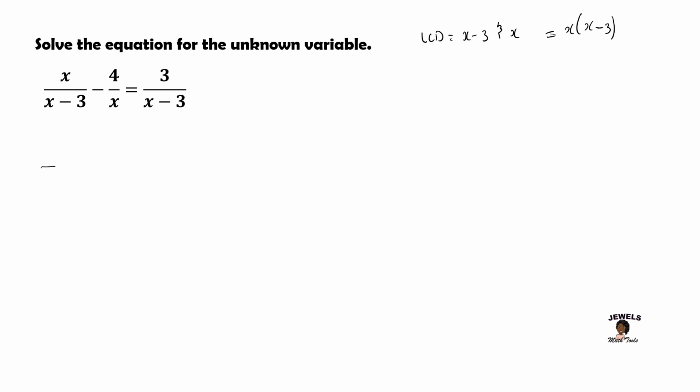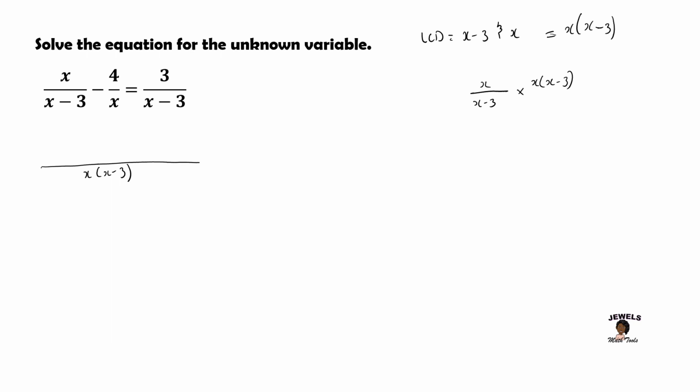So now that we have our LCD, we're going to begin converting our fractions into their equivalent form where we have this expression in our denominator. So let's begin with our first term, which is x over x minus 3, and this is going to be multiplied to my x and my x minus 3. So that's what we have in our denominator, and we're going to be multiplying those two together.